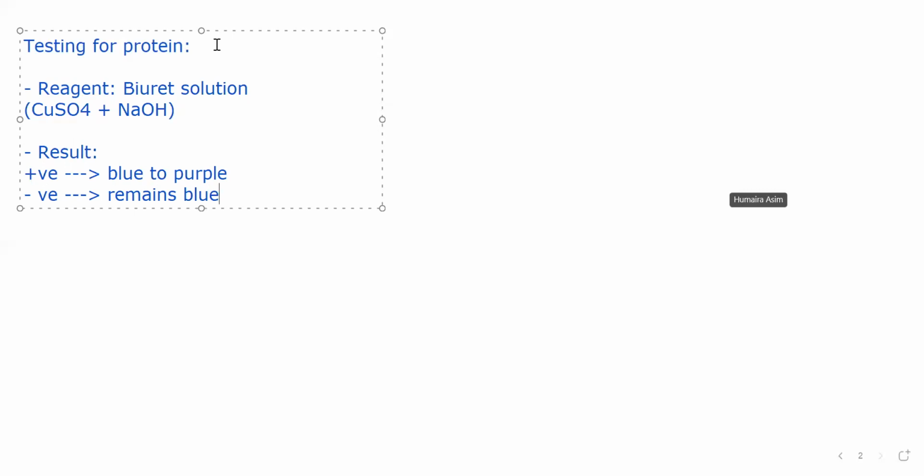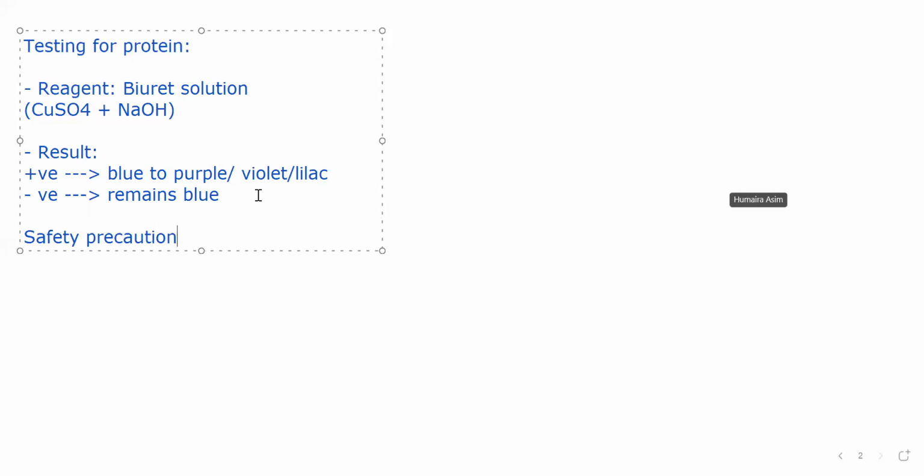Like here, as I said, for a positive result, it will be blue to purple. Okay, you may say purple, violet, lilac, but do mention it. Otherwise, it will remain blue. Also keep in mind the safety precaution. Since it is a general one, the safety precaution you can use is eye protection, which is actually the safety goggles.